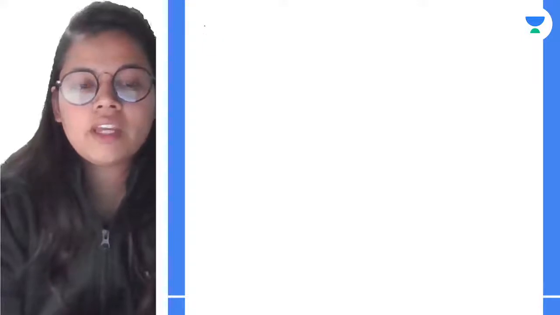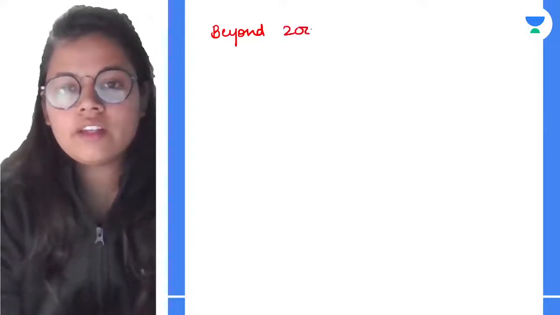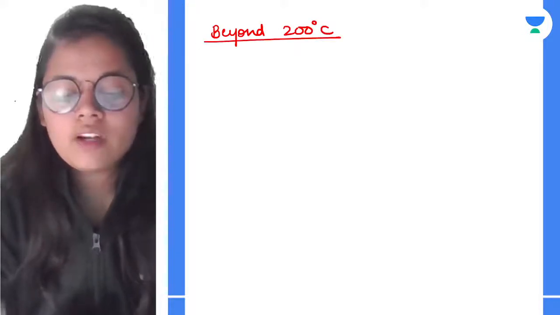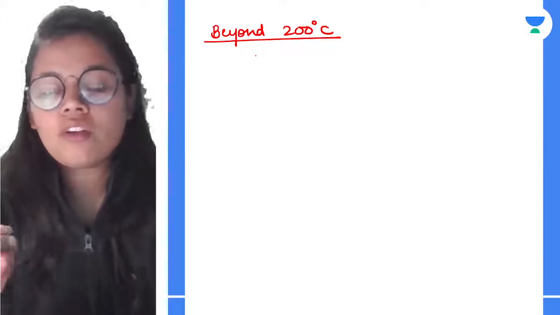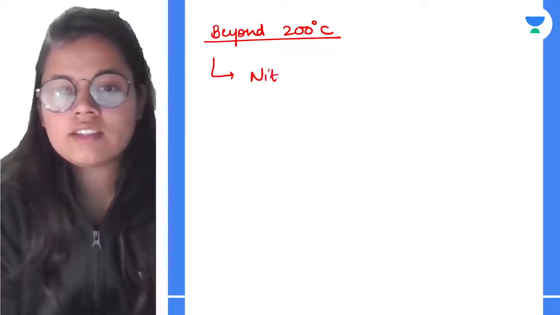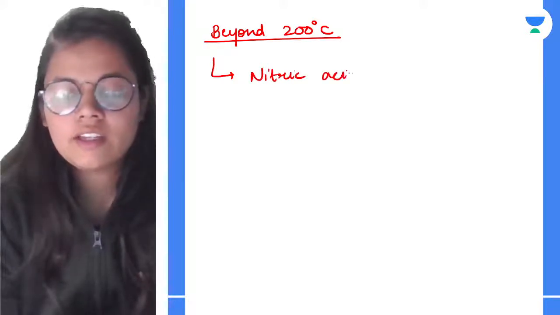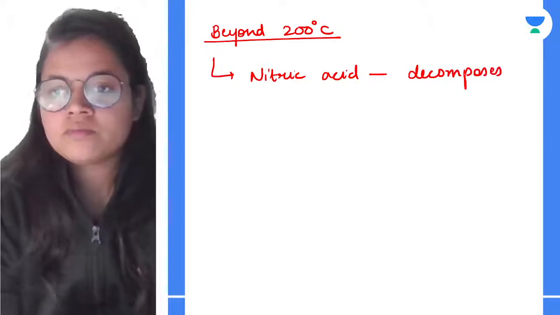The reaction mixture, as I told you, should not be heated beyond 200 degrees Celsius. Now, what is the reason that we should not heat this mixture above 200 degrees Celsius? The main reason is that the nitric acid that we get decomposes at higher temperature.